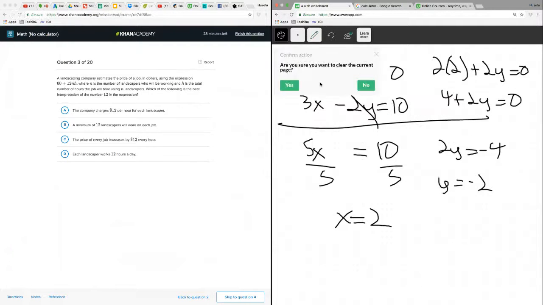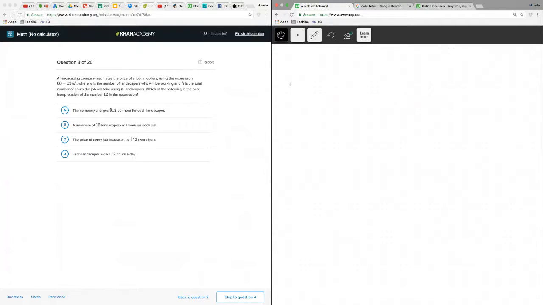Now, these are a little tougher, right? They're word problems. A landscaping company estimates the price of a job in dollars using this expression, where N is the number of landscapers who will be working and H is the total number of hours the job will take using N landscapers. Which of the following is the best interpretation of the number 12? I'm guessing this estimates the job, and each landscaper gets paid $12 per hour.